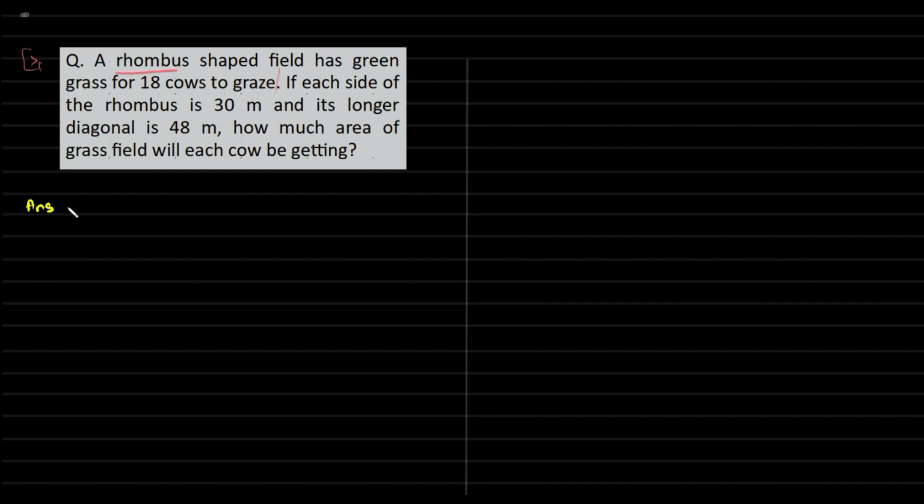I hope you had a thought. So first thing is, we have a quadrilateral in which all four sides are equal. The diagonals need not be equal, so that is a rhombus. So we have a rhombus.